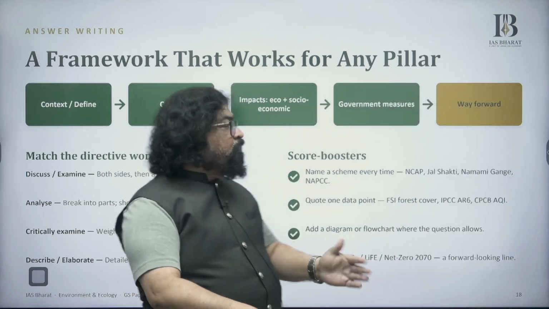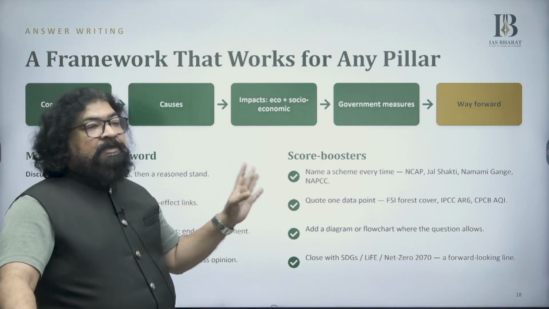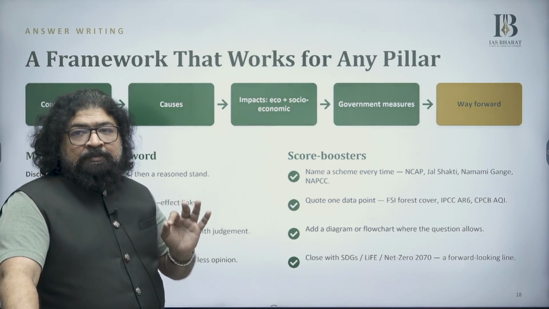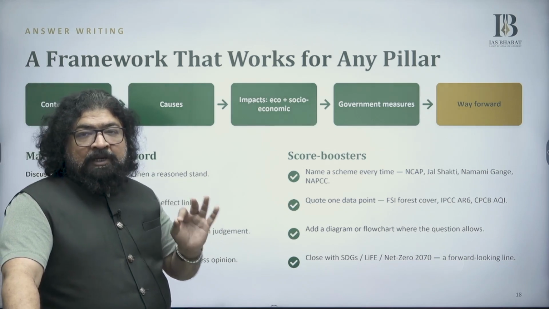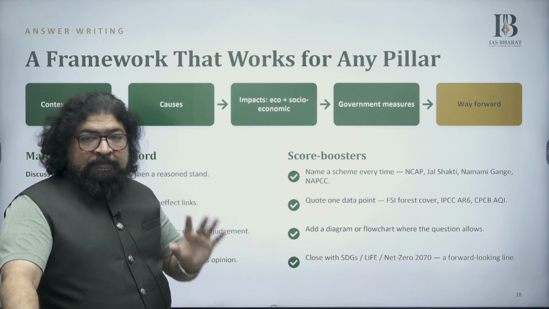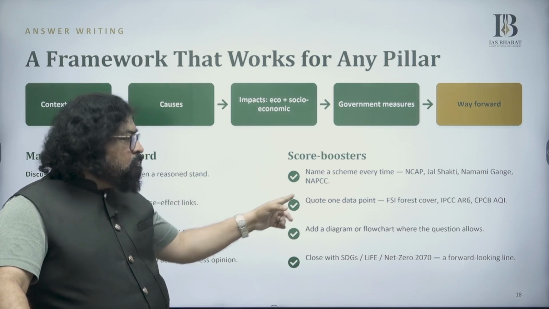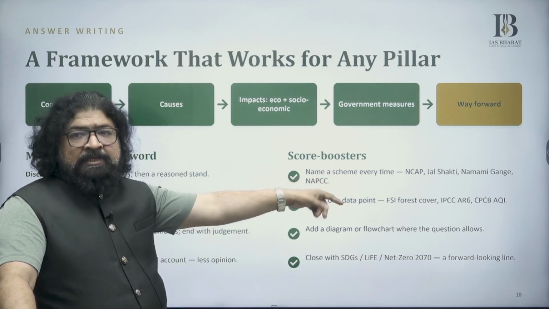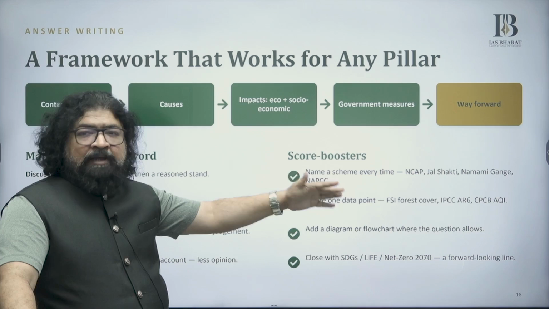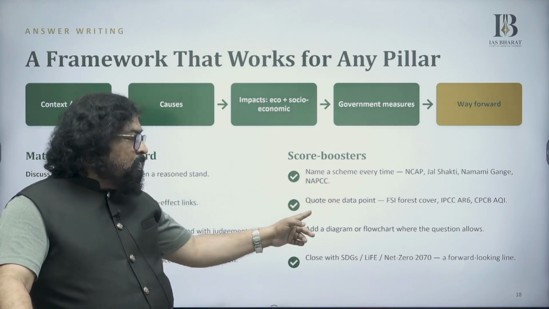At the same time, how you can get more marks. Name a scheme every time. Whenever you write an answer, you should be ready with at least one government program or policy or scheme which you will quote in the answer, even if it is not mentioned in the question. Like Jal Shakti, NCAP, National Clean Air Programme, whatever, right? Government initiatives are there. Then quote one data point.